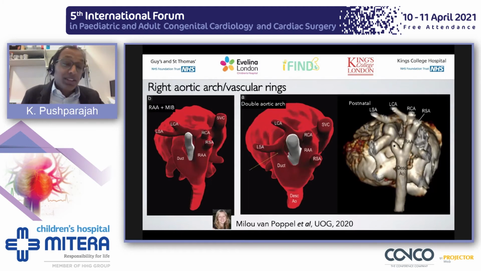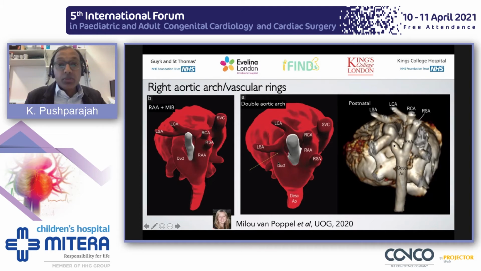There is less motion at that trimester. We haven't done earlier gestation most of the time, and very late gestation doesn't actually help anyone in terms of decision making. So here you can see a right arch with mirror image branching, and here's a patient with a double aortic arch.